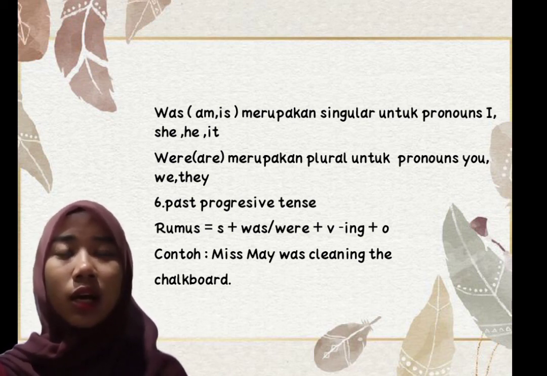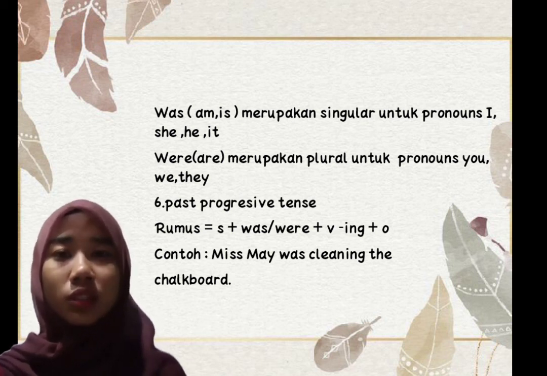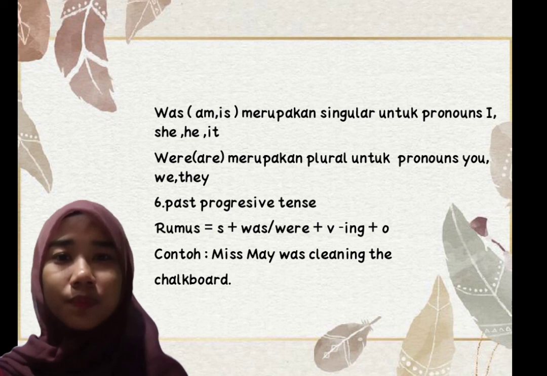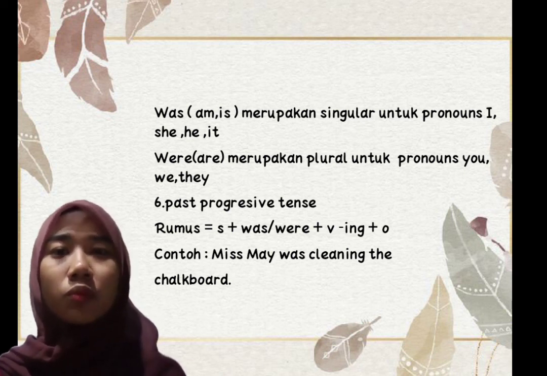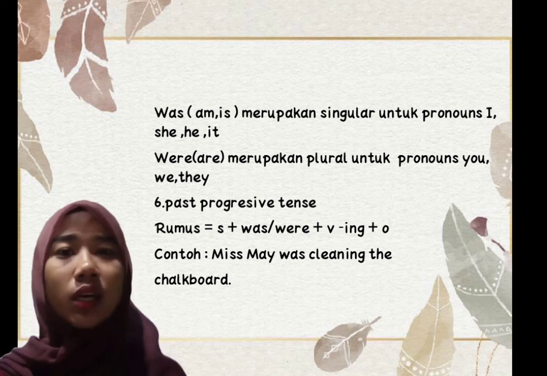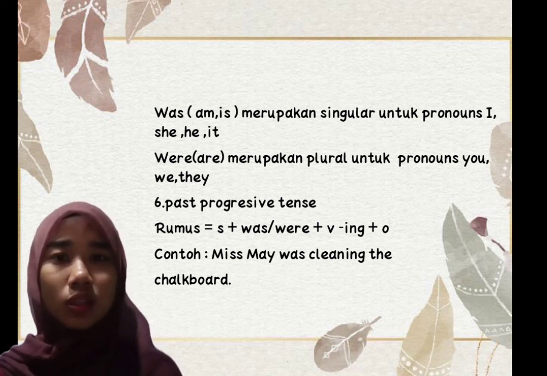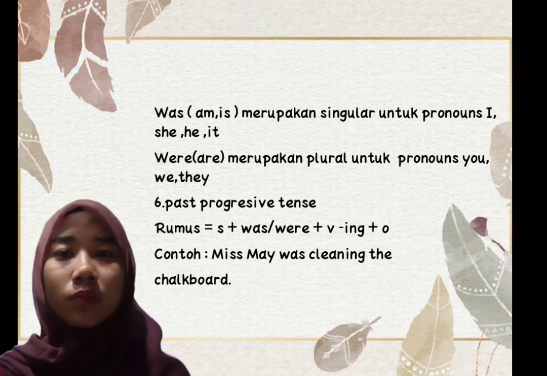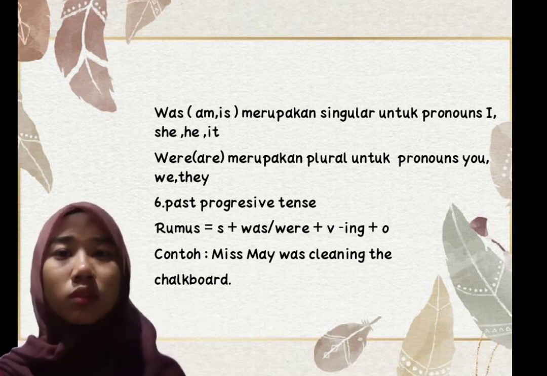Lalu tenses kedua adalah past progressive tense. Past progressive tense rumusnya subject plus was and were plus verb ing plus object. Nah, penggunaan was and were kita lihat jika was digunakan untuk singular nouns dan were digunakan untuk plural pronouns.